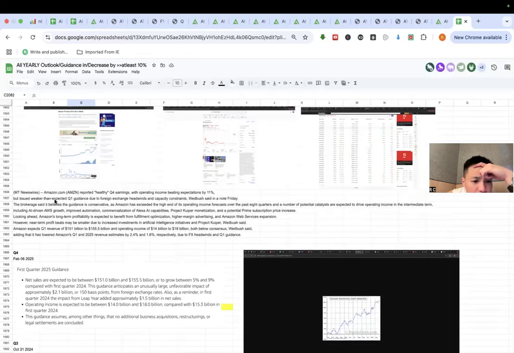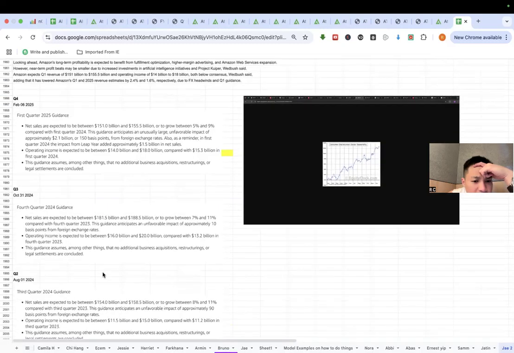Amazon healthy, weaker guidance due to foreign exchange. Weaker high-end operating income, stuff like that. Okay, so last time is 181, now is 151. Net sales to grow 5 to 9%.